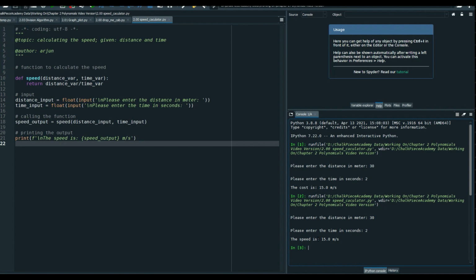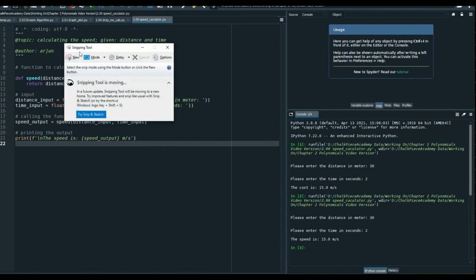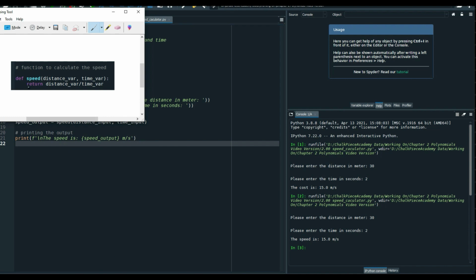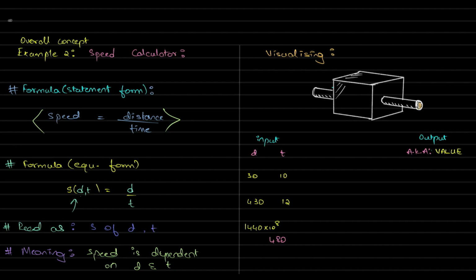Makes sense, right? So where is that particular aspect that we need to concentrate on? Here, the function which helps us to calculate speed. You can clearly see speed is dependent on distance and time variables. In here we are calculating distance divided by time, right? That's what the machine is doing.